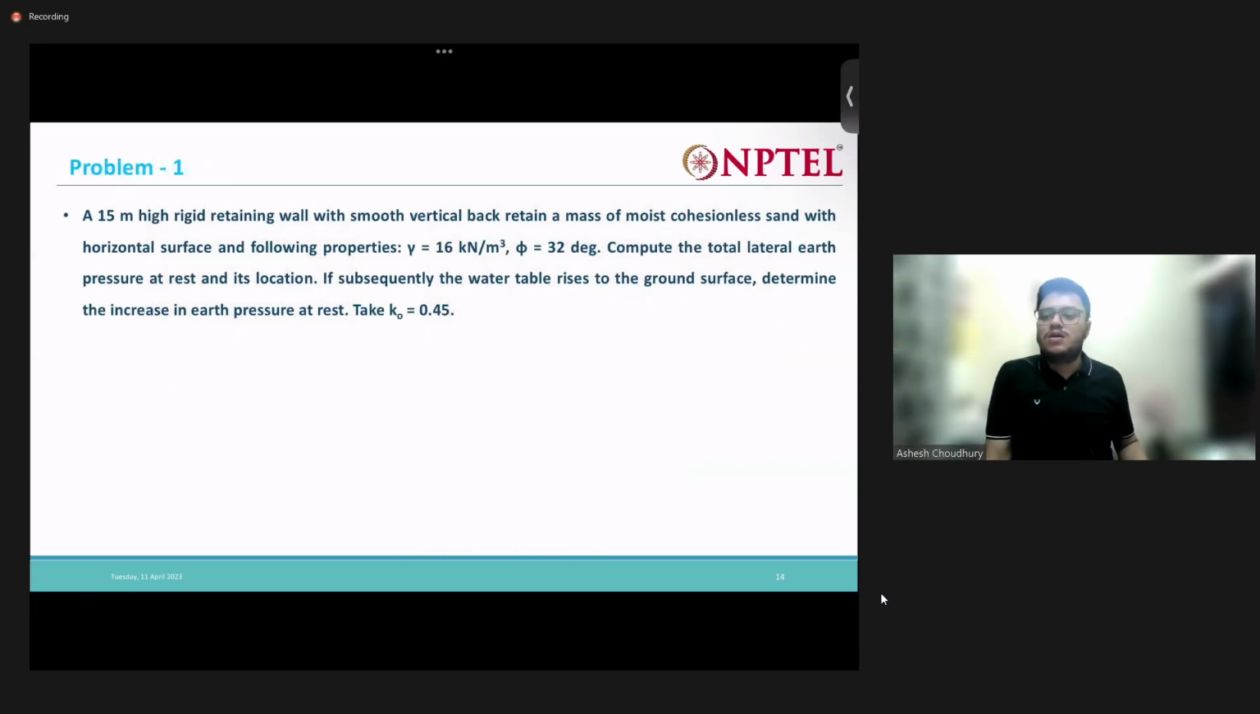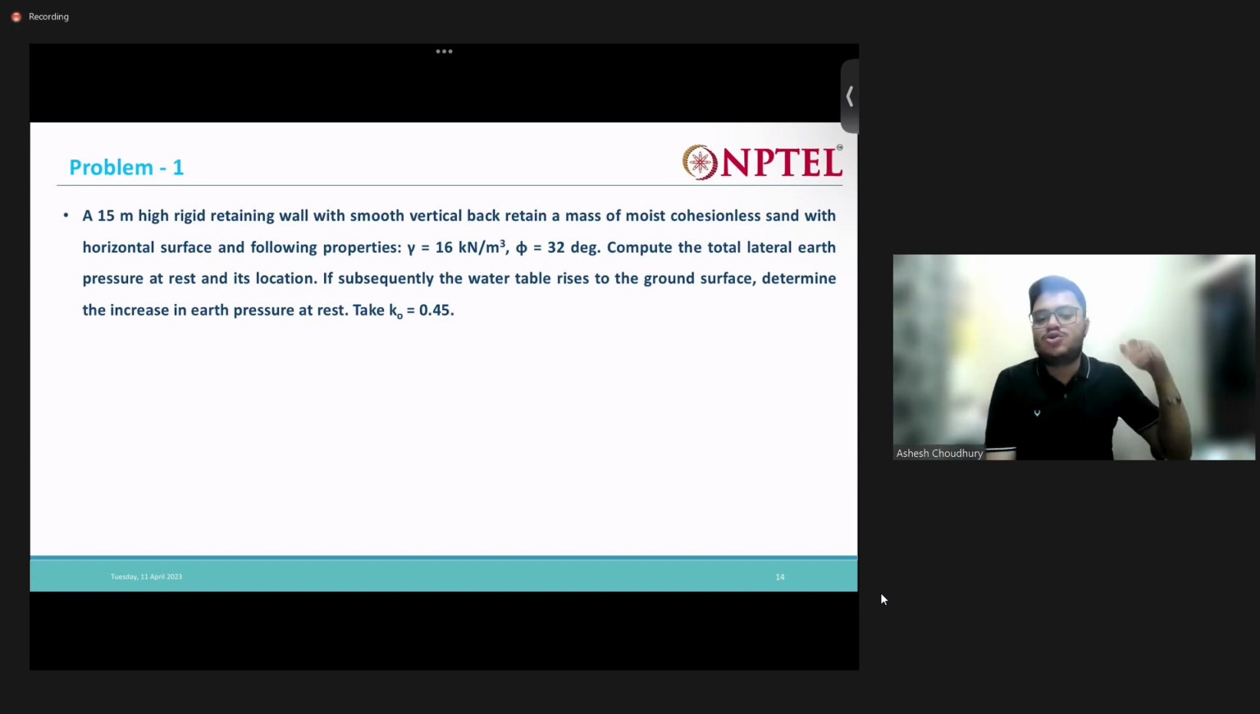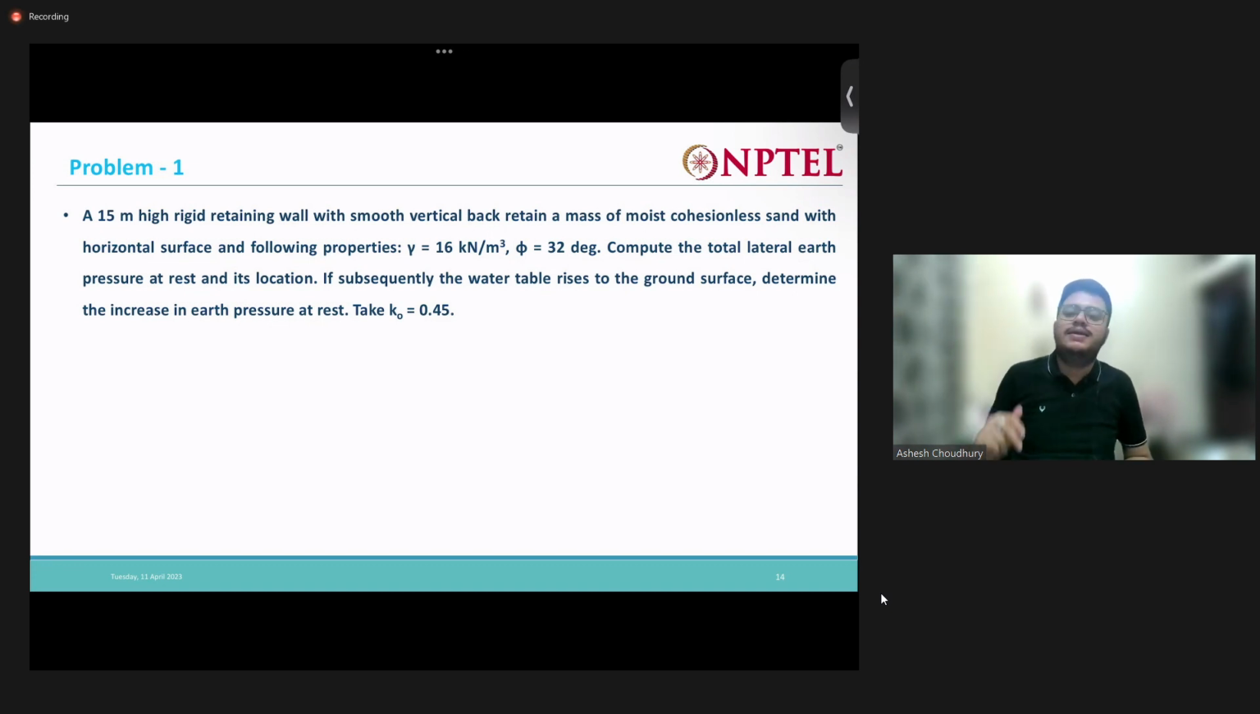Our first problem is that a 15-meter high rigid retaining wall with a smooth vertical back retains a mass of moist cohesionless sand with a horizontal surface and the following properties. So the backfill is horizontal and it's a phi soil, c is equal to 0. The wall is 15 meters high. These are the properties, gamma and the phi value are given. We need to compute the total lateral earth pressure at rest and its location.